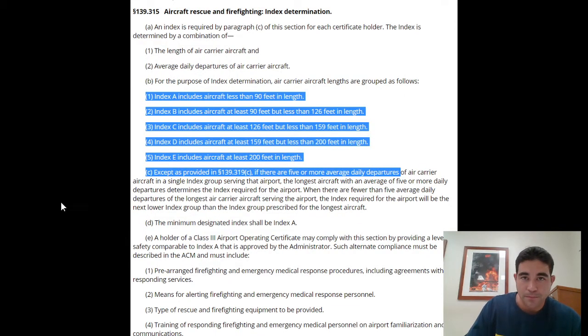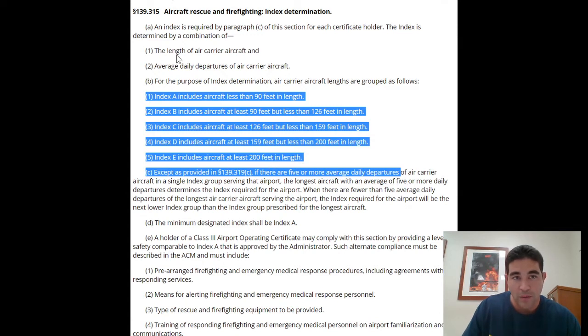Okay, so this is determining your index. So 315 will determine your index by a number of ways, but basically the main ones you're looking at is the length of your aircraft and the average daily departures. So those two things is what determines the index of your airport. So index A is aircraft less than 90 feet, B 90 to 126, index C 126 to 159, index D 159 feet and less than 200, index E at least 200 feet, so 200 feet or greater.